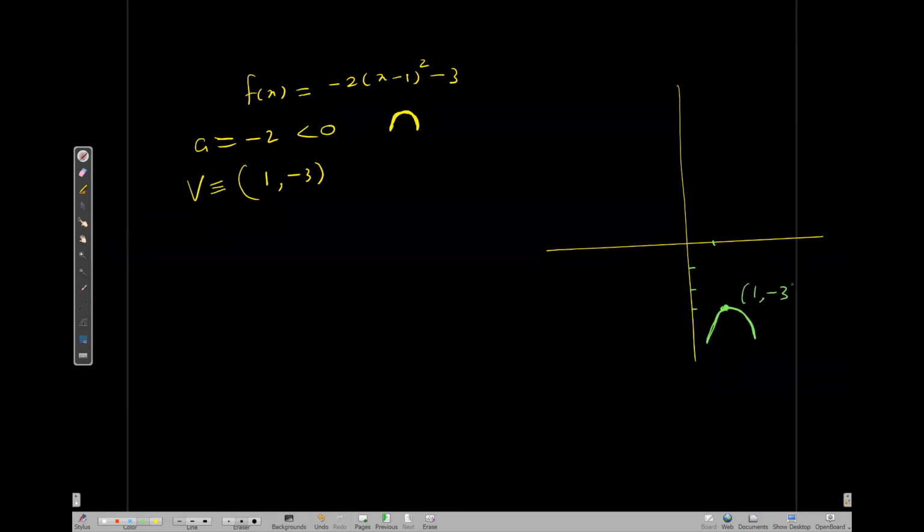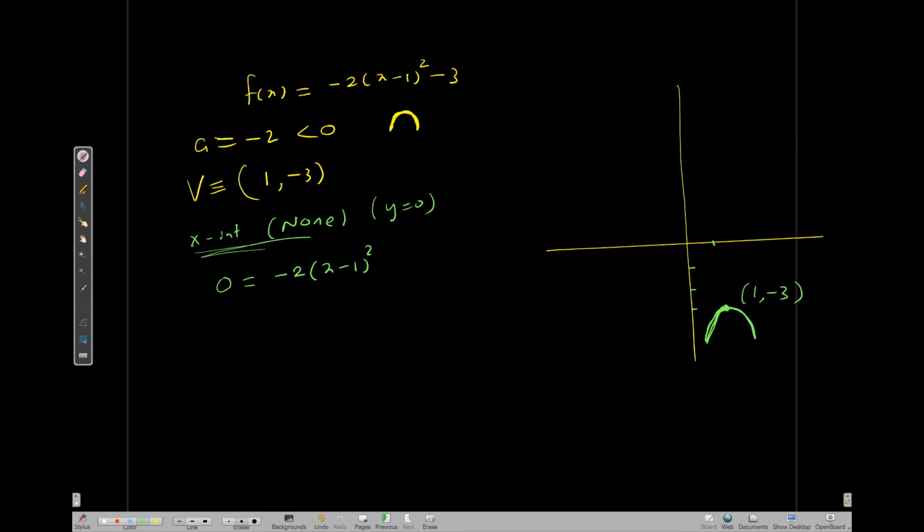1 comma -3. And x-intercept: none, because it looks like it's not going to hit the graph, but to be sure we'll verify it. So for the x-intercept, we make y equal 0, or f of x equal 0, and let's see what happens if we try to solve this equation. -2 times (x minus 1) squared minus 3. So let me add 3 to both sides. I get -2 (x minus 1) squared. And now let me divide by -2. So I get -3 over 2 equals (x minus 1) squared.